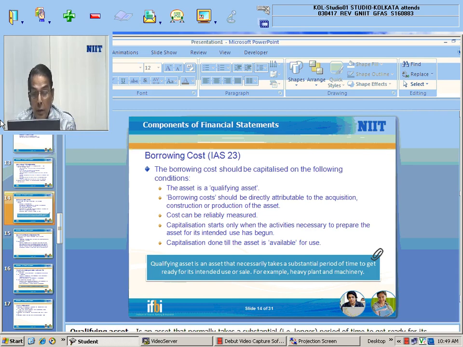Borrowing costs basically include interest on loans and other costs incurred by an entity in relation to the borrowing of funds for the acquisition of the asset. So interest and other costs mean finance charges, discount on borrowing, loan processing fees, everything. These are borrowing costs. The borrowing cost should be directly attributable to the acquisition, construction, or production of the asset. That means the interest or loan processing fee relates to money borrowed for that purpose. Number 3 condition is that the cost can be reliably measured, so it is possible to measure the borrowing cost reliably.